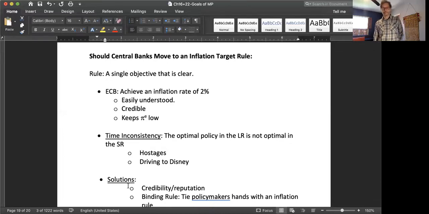One of the arguments for this at a deeper level is this idea of time inconsistency. So time inconsistency is a common problem, right? A common problem in policy. So what time inconsistency means is that many times it's impossible to follow the optimal policy in the long run because you have incentives not to follow it in the short run. Okay, let me say that again. The optimal policy in the long run is hard to follow because in the short run, you have incentives not to follow it.